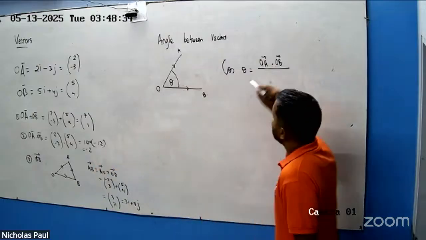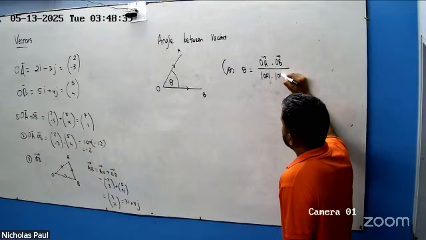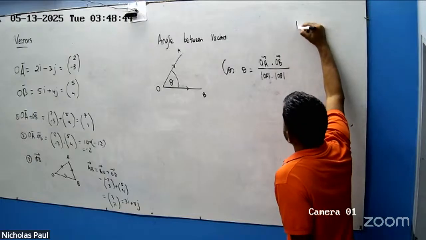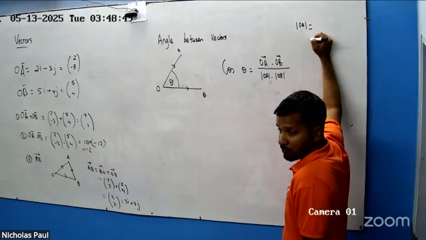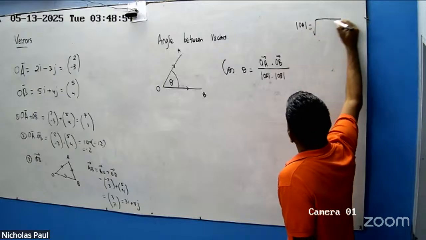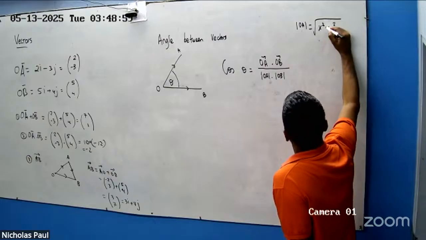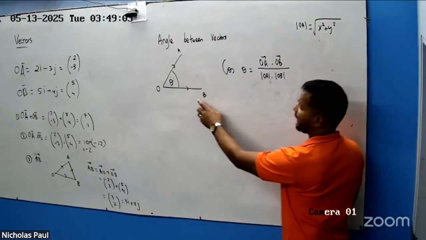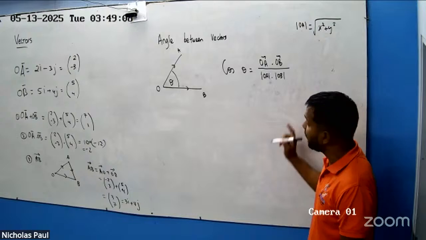and then you divide it by the magnitudes. What's the formula for magnitude again? The square root of x squared plus y squared. That's the formula for magnitude. So to work out the angle between two vectors, this is the formula you use. All right, so we're going to do an example.